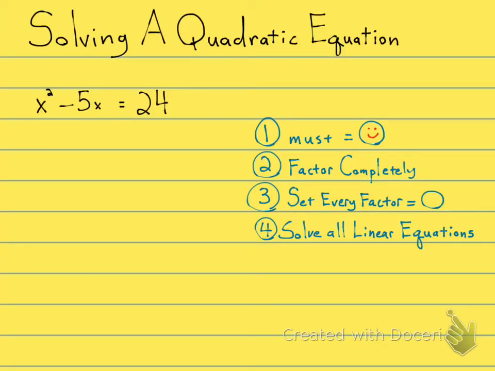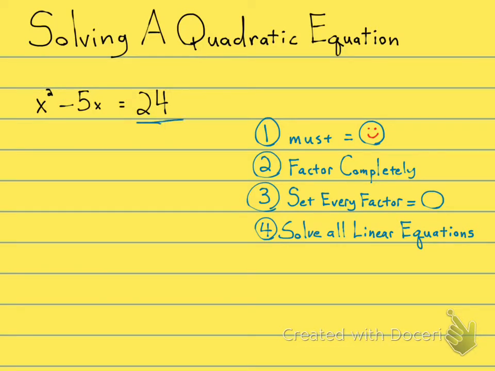Let's solve this quadratic equation. All right, is it a quadratic equation? Does it have an equal sign? Yes, it's an equation. Is it quadratic? I see a square, so it is quadratic. It's not linear. Step 1, it must equal 0.